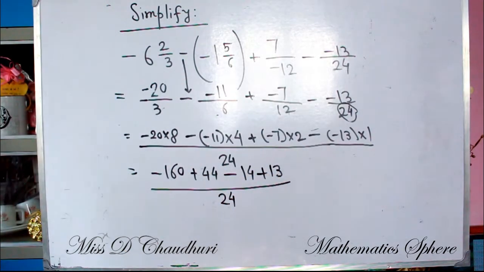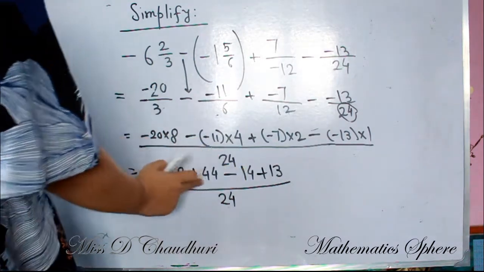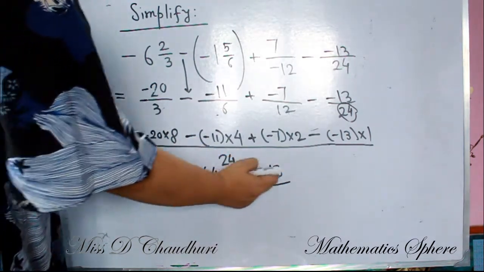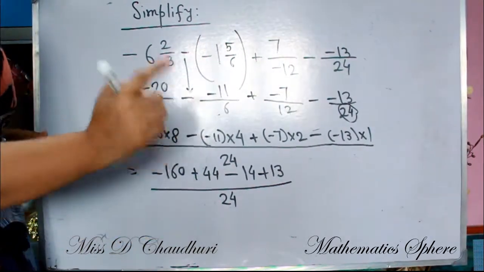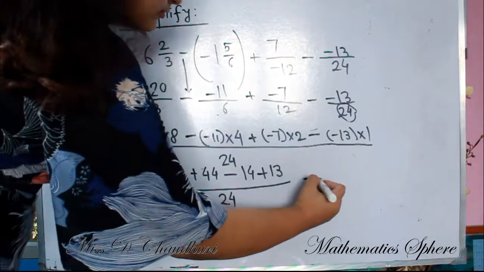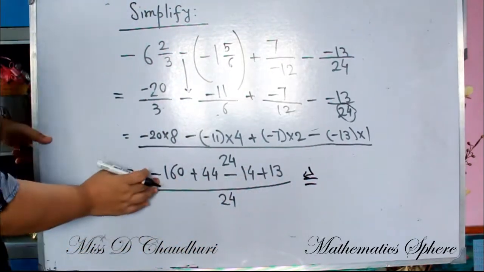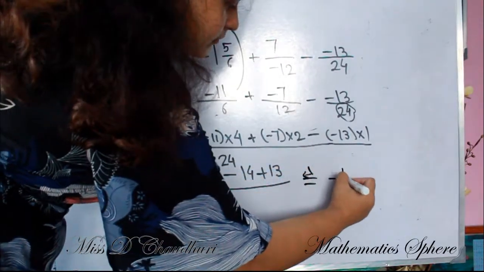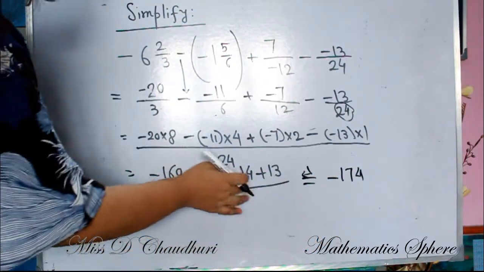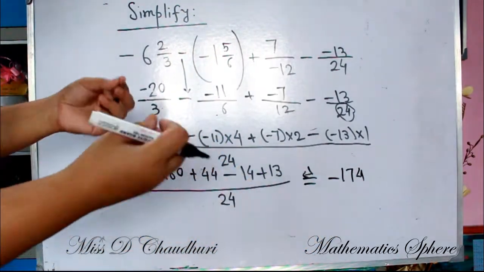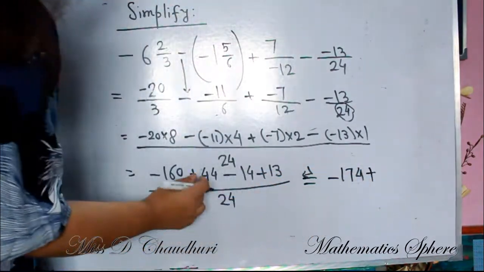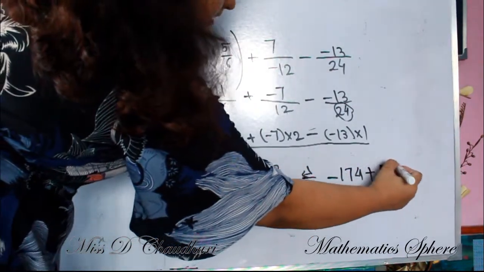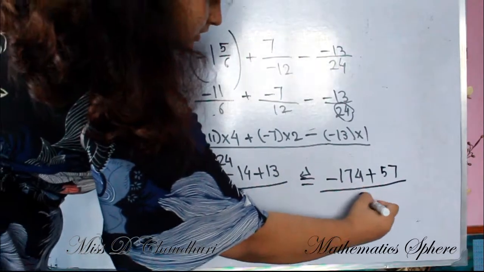Now comes grouping. This is negative, this is negative, this is positive, this is positive, so these two will go together, these two will go together. Many of you do wrong here only, be very careful. So minus 160 minus 14 ultimately will give you minus 174, because same signs are added in the same group only, and 144 and 13 is going to give you positive 157 divided by 24.